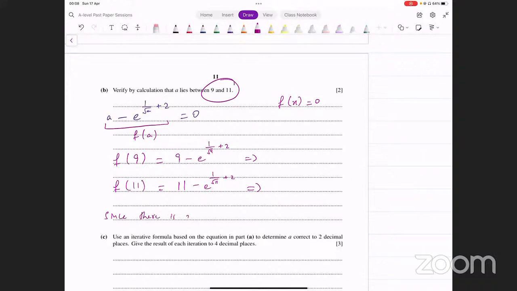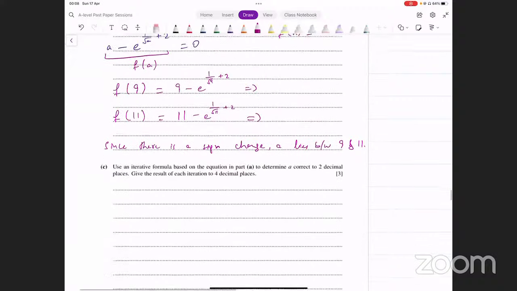Since there's a sign change, a lies between 9 and 11. ठीक है, ये आपके पास ही हो गया. ये आप इवैल्यूएट कर लें, देख लें क्या आता है. I'm not evaluating this here.